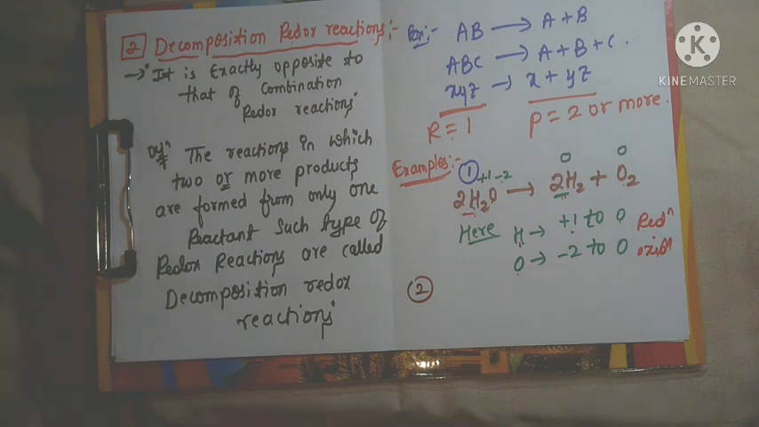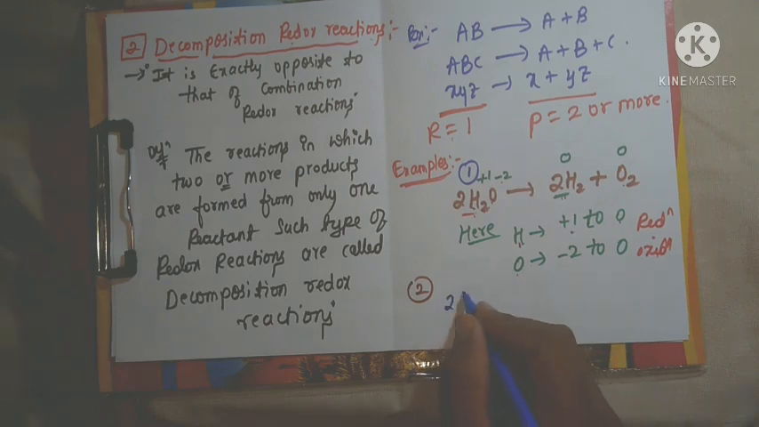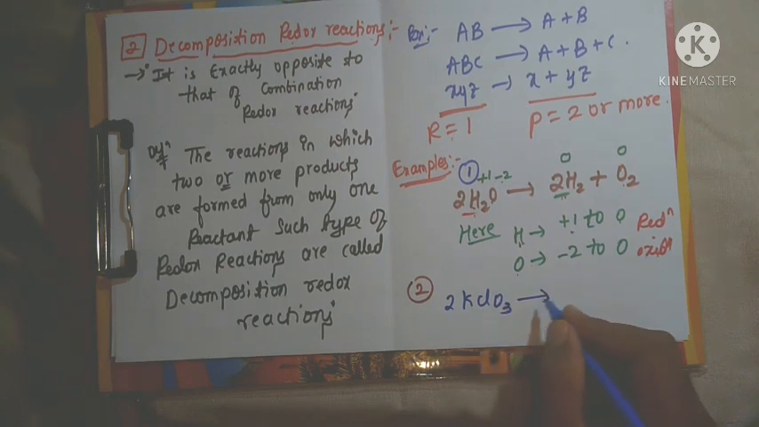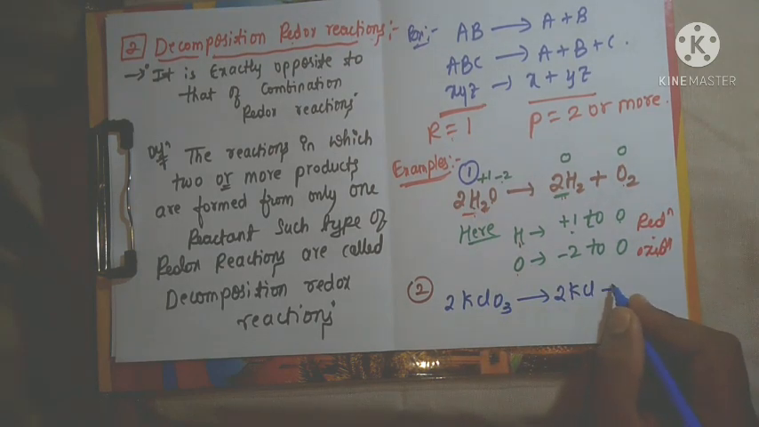Second example. Just check. Here I am writing the second example for this one. 2 KClO3 gives rise to 2 KCl plus 3 O2. How many O? 6 are there, means it should be 3 O2.